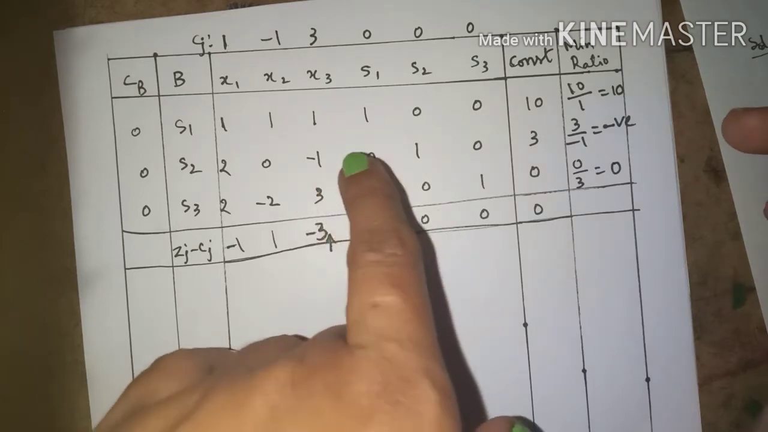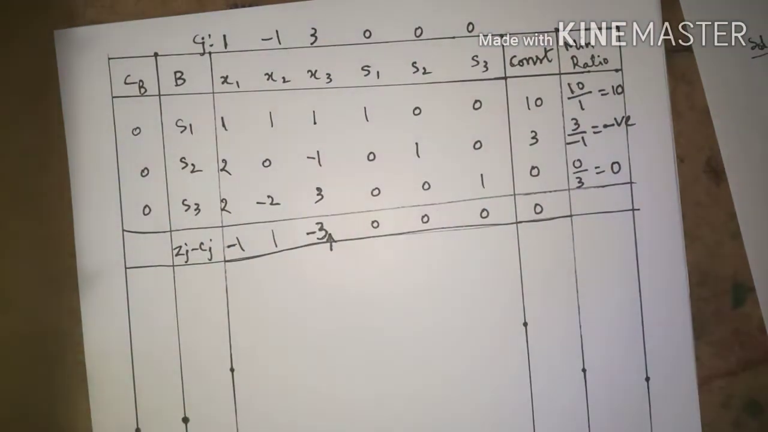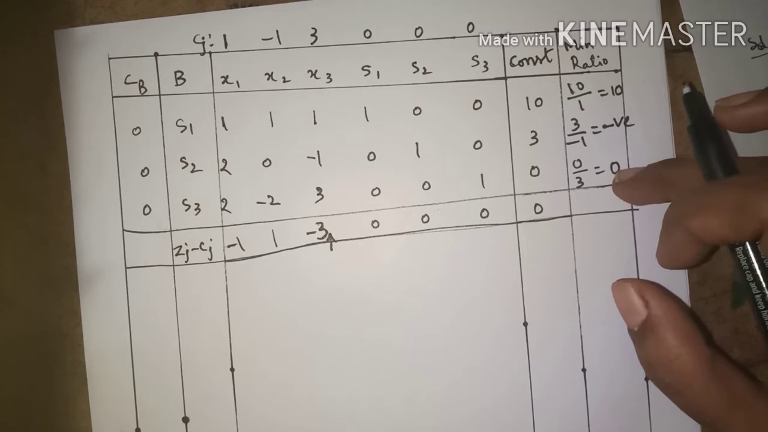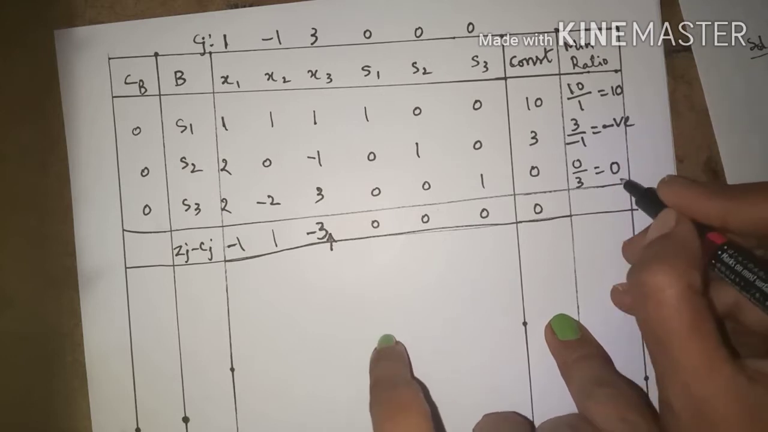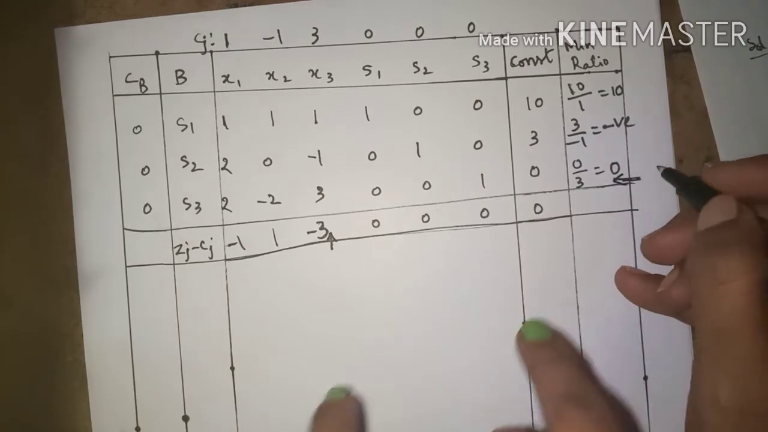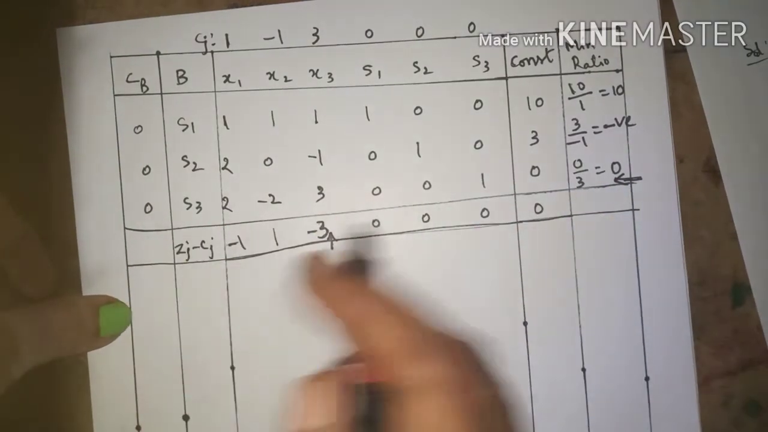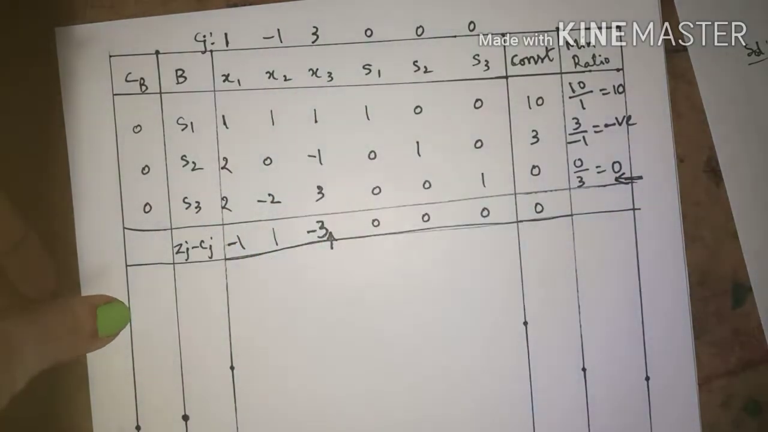Now the minimum ratio: out of zeros and positives only, you have to take the most minimum value. Any negative value or infinity value that occurs, you have to just ignore. Now here the middle one is negative, so I am ignoring it. Out of 10 and 0, the most minimum is 0. That's why I have chosen this 0. Therefore, S3 is the leaving variable, whereas X3 is the entering variable.